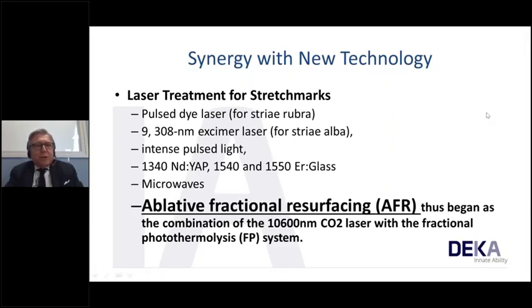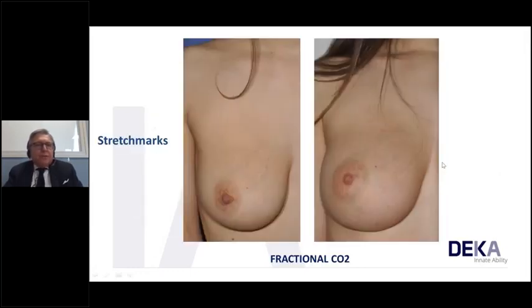This is a synergy with the new technologies. Very often we combine fractional and pulsed dye in many cases of scars, atrophies represented by stretch marks. This is a very significant case where we have the stretch marks here, we treated, but we got even another effect. Of course, it is an anecdotal case, but we have a sort of passes.